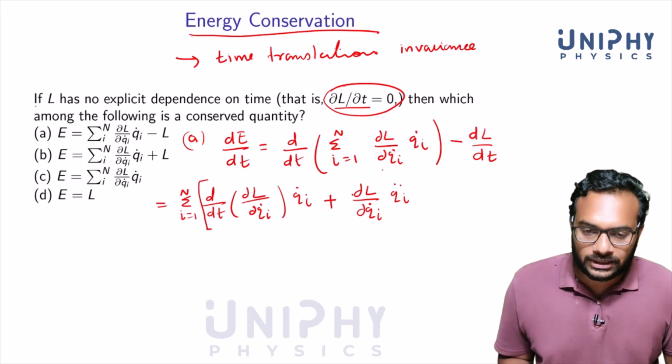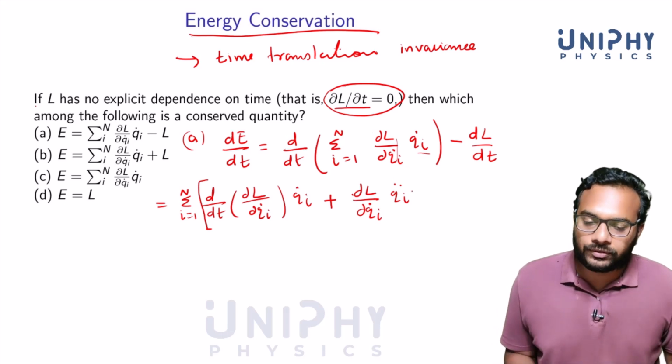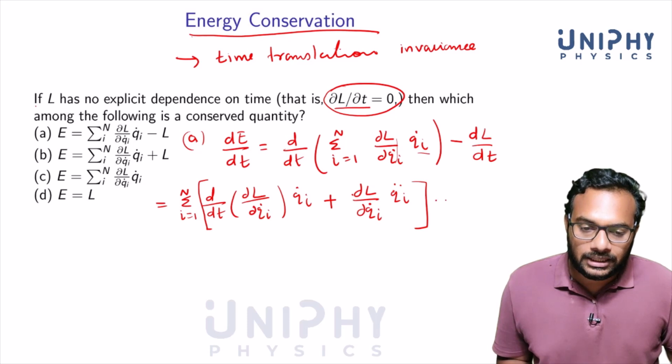Okay, so first you take the derivative of the first term multiplied by the second term, then the first term multiplied by the derivative of the second term. That's a product rule. Okay, all right, minus dL by dt.